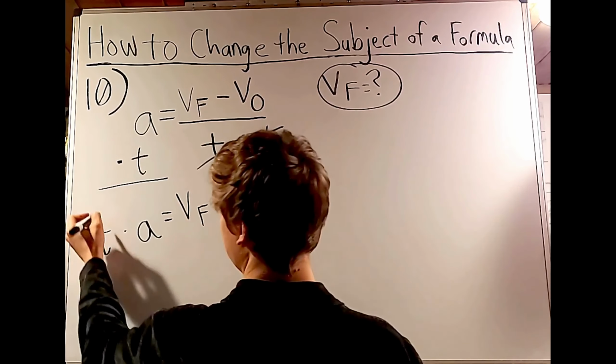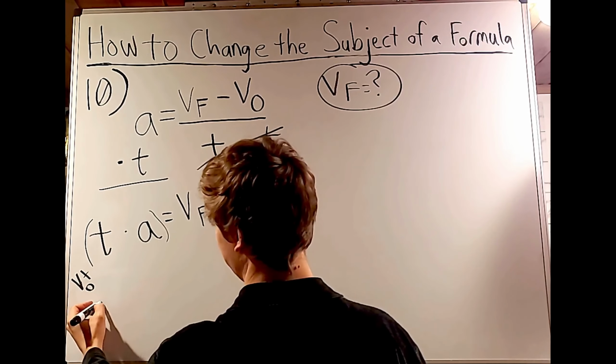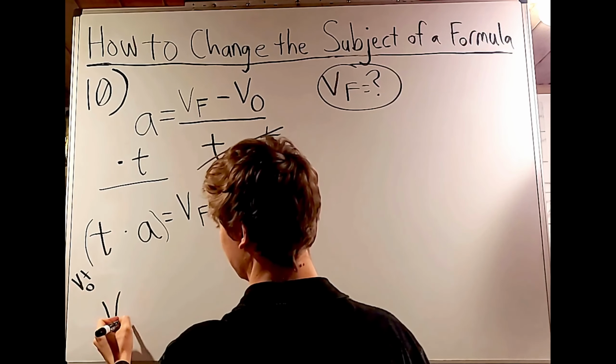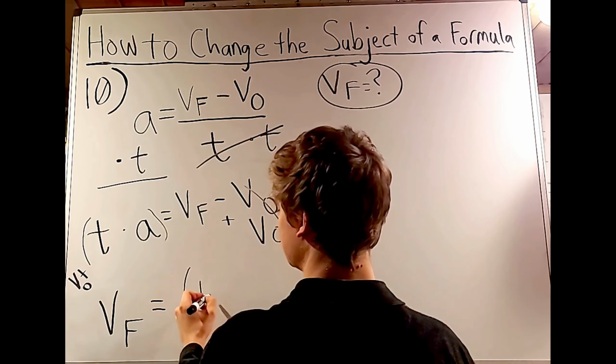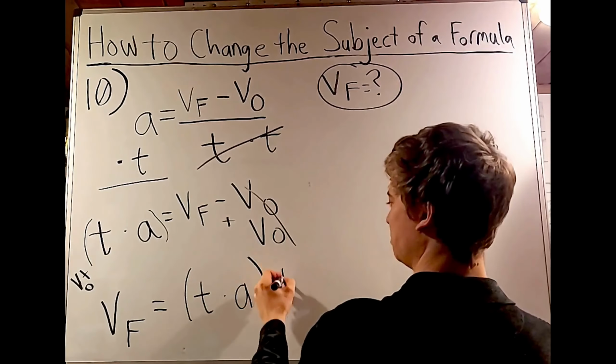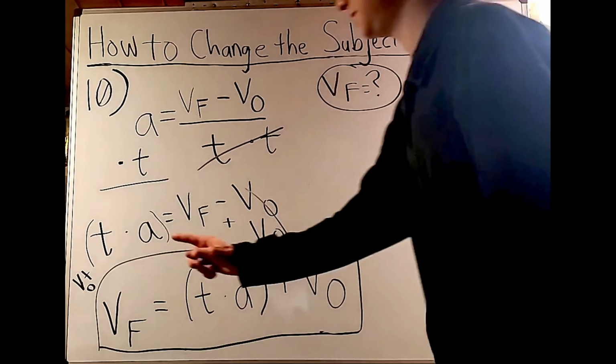And now everything here on this side is going to have the initial velocity added to it. So rewriting it with the final velocity here now on the left side, we have the final velocity equaling t times acceleration plus the initial velocity. And that is our final answer.